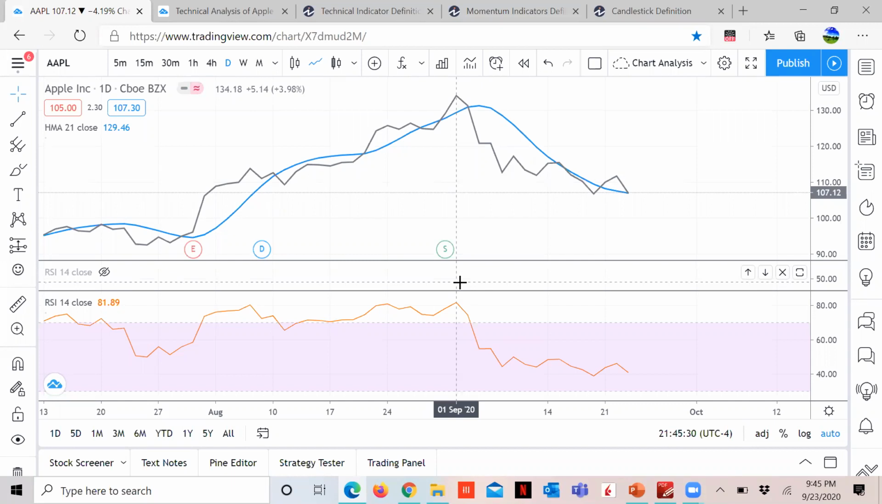Once we get to a point of adding the MACD to it, we'll have a better, clearer understanding of how these indicators work.